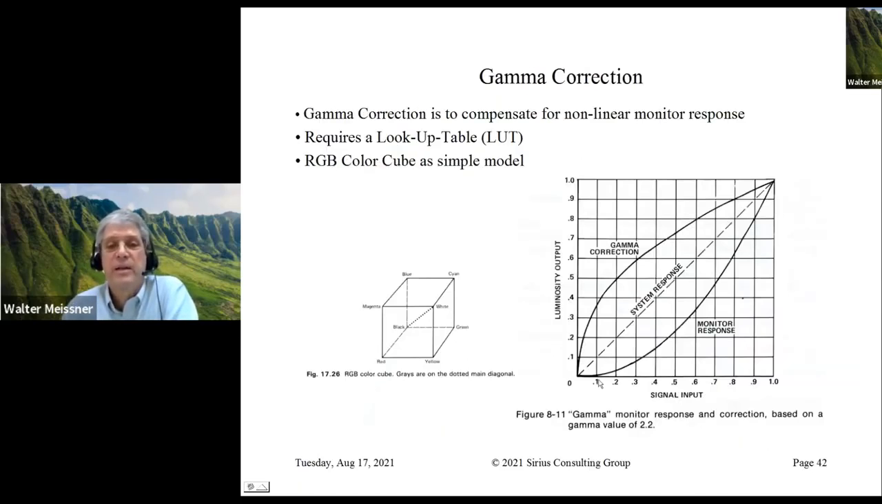And so on the right here is what the monitor response looks like and what the gamma response looks like, and they'll cancel each other out and get a linear system response. Now, from the viewpoint of a monitor, here's an RGB color cube. 000 is black, 111 is white. The corners are either the primary or secondary colors. So this is a simplistic view of what the color map looks like from a monitor's point of view.